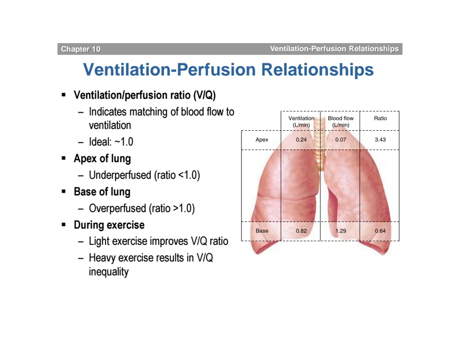So the apex of the lung is underperfused because it has a ratio of more than 1, and the base of the lung is overperfused relative to the amount of ventilation because it has a ratio of less than 1. And as I said, overall, if you're at rest, the ventilation-perfusion ratio is about 0.8. So it's not ideal, and that would correspond to a little bit more perfusion relative to ventilation.